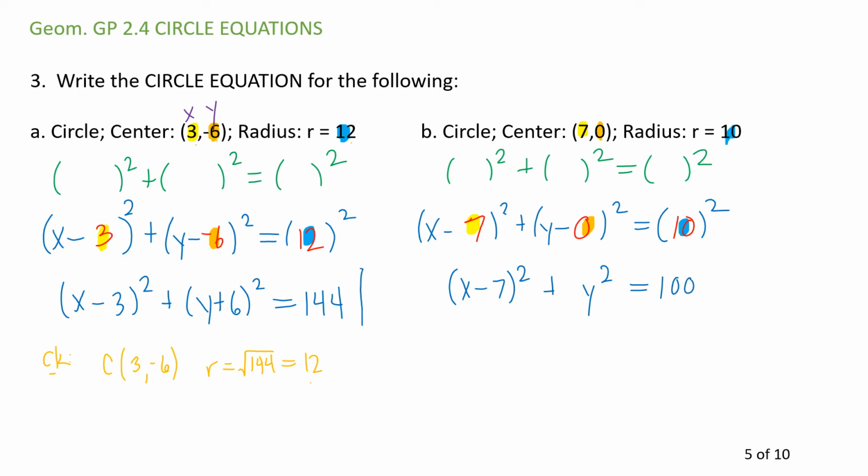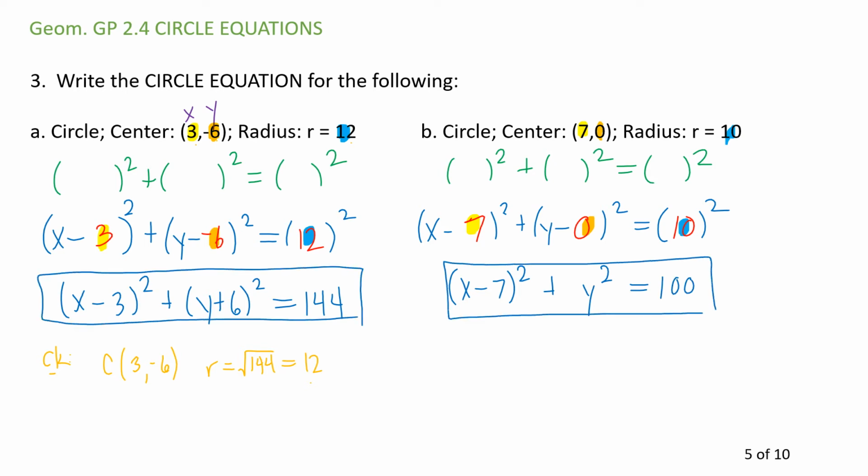So that's my answer. Here's the answer of the other one. And just to be on the safe side, I'm going to check. The center of this circle is change the x, change the y, and the radius is, don't forget to take the square root. So 7, 0, and 10. Looks like I did that one right.